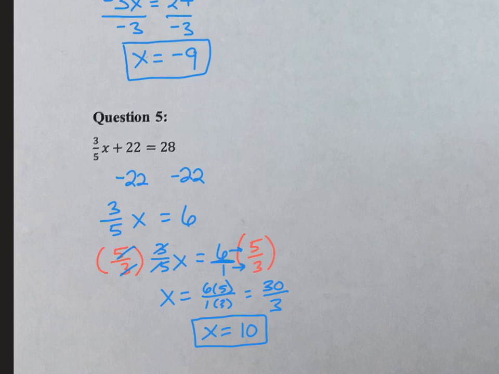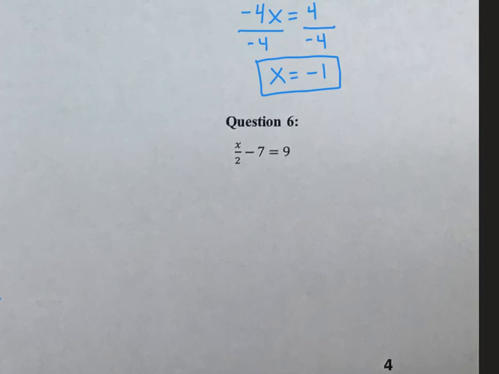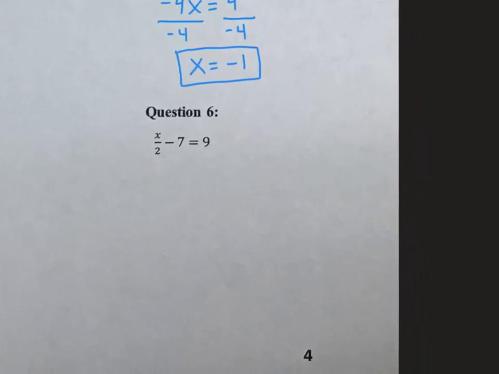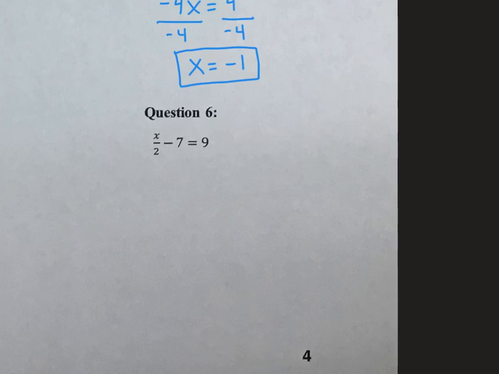Okay, a little bit more complicated because we're dealing with a fraction, but nothing we can't do. Just remember, if you have a fraction multiplied by a variable, the easiest way to get rid of it is to multiply that fraction by its reciprocal. Now let's move over to question number 6. We're almost done. This is another way you can see a fraction. You can either have it 3/5 times x, or you can have x over 2. Let's take a look at this one.